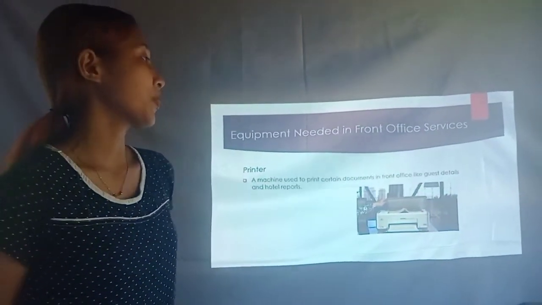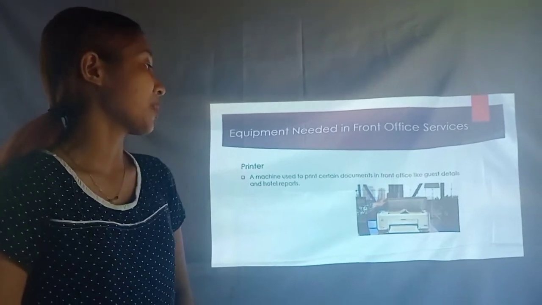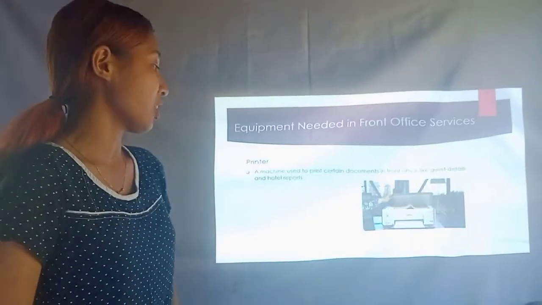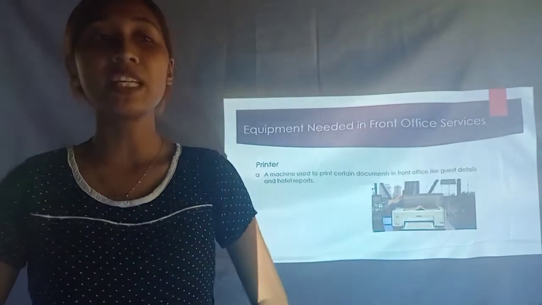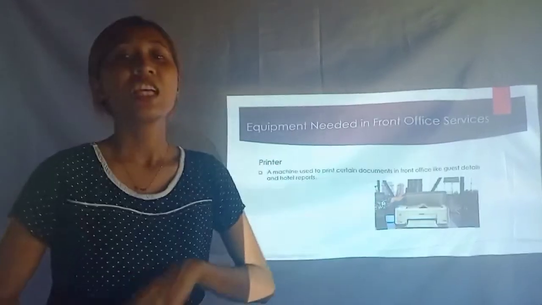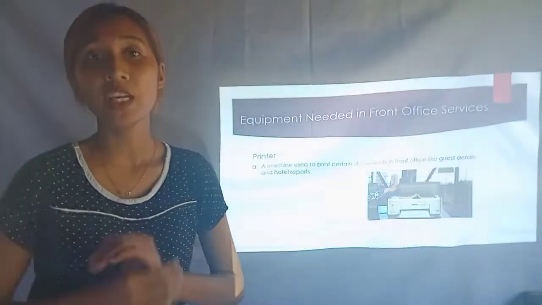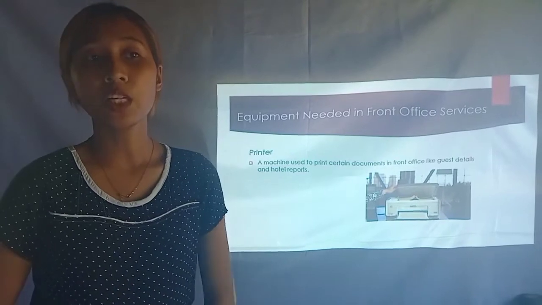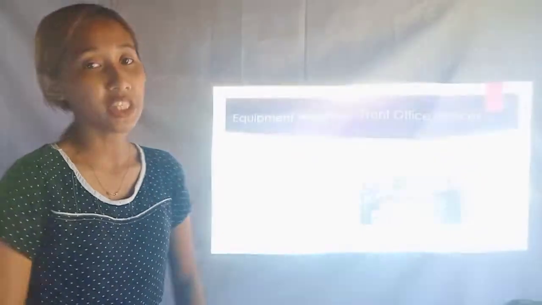And now, the equipment needed in front office services. First, we have here the printer. It is a machine used to print certain documents in front office like guest details and hotel reports. The computer printer may need to be turned on and checked to ensure operational readiness. The standard operating procedure may require a check to see if the printer needs to be restocked with paper, and if the print is legible. Where the print is not legible, a new toner cartridge must be inserted.